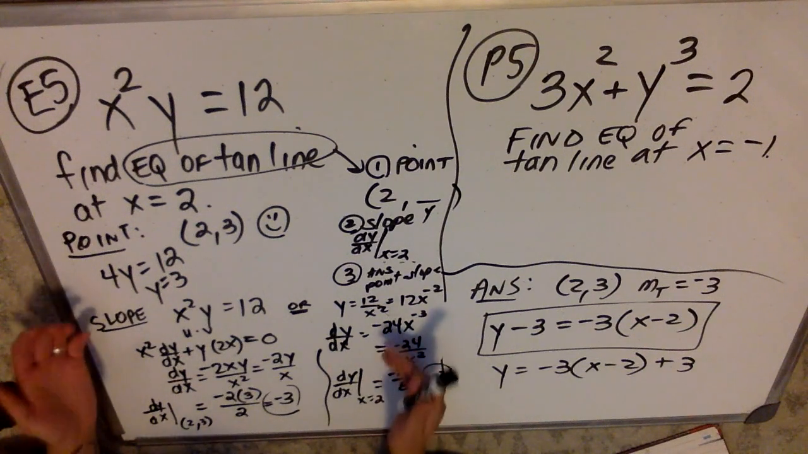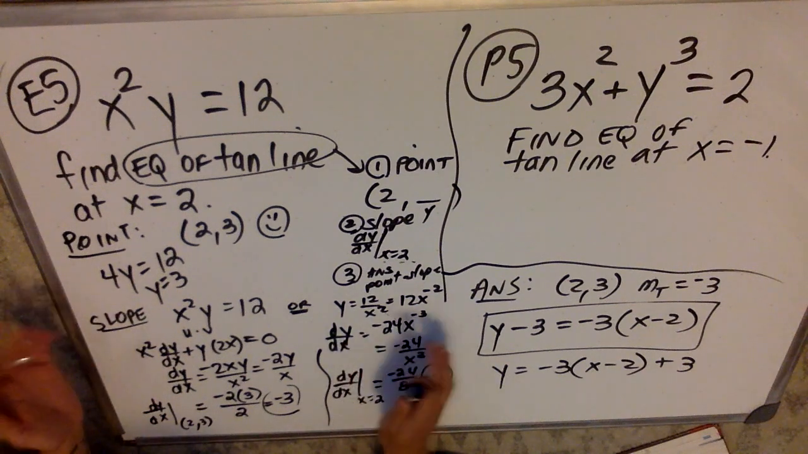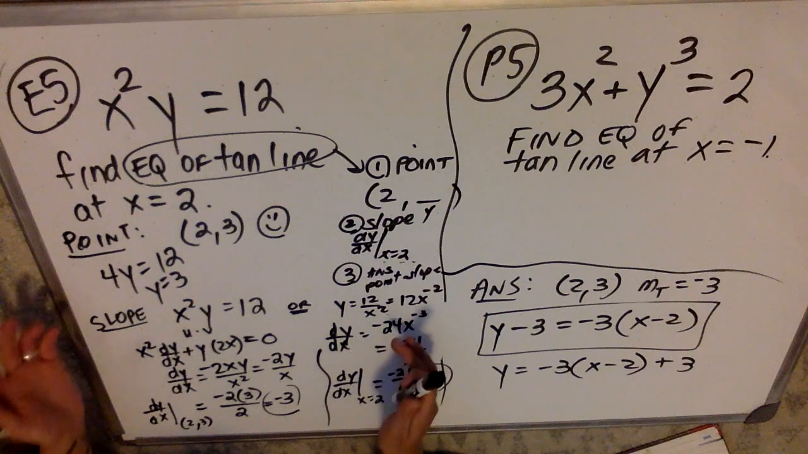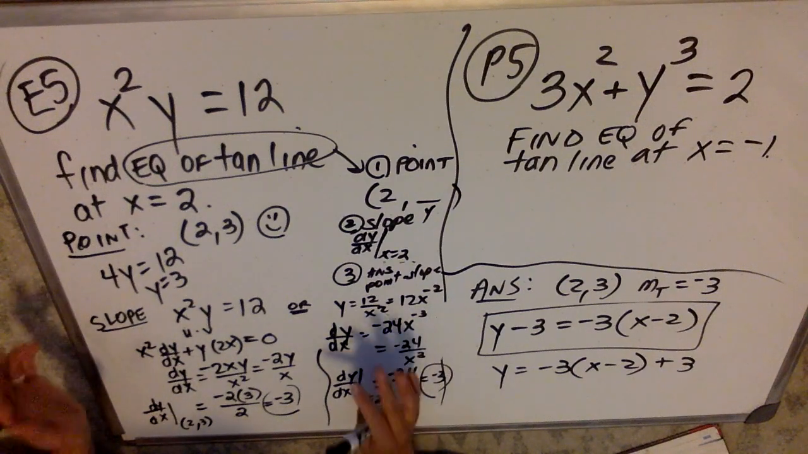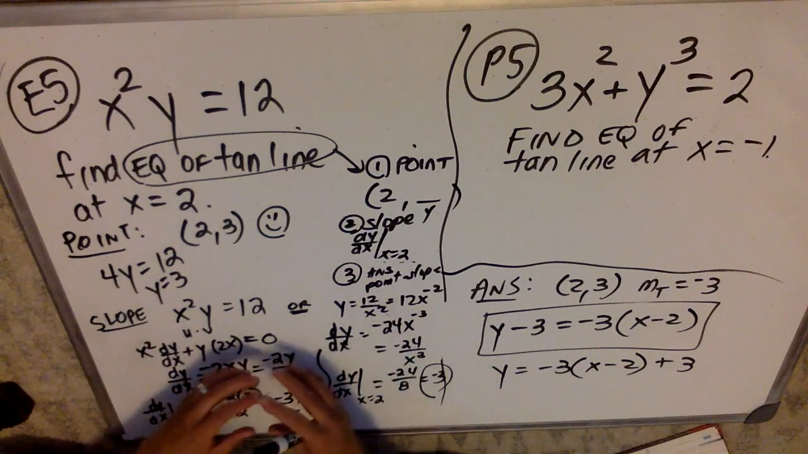At no point in this problem did I say differentiate. I never said the word derivative, right? I never even said the word slope. I had to know that the tangent line required a point and a slope. So keep in mind that the harder part of this class is not the individual skills. It's putting the pieces together, right?